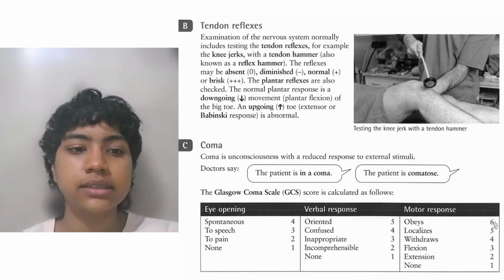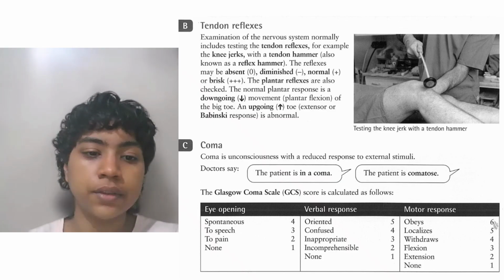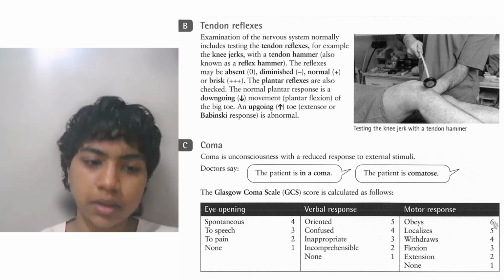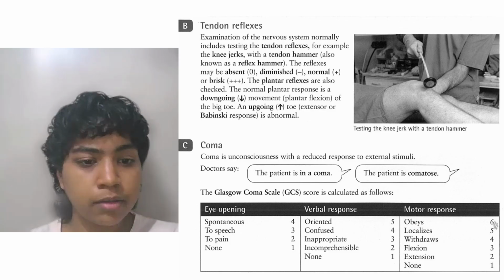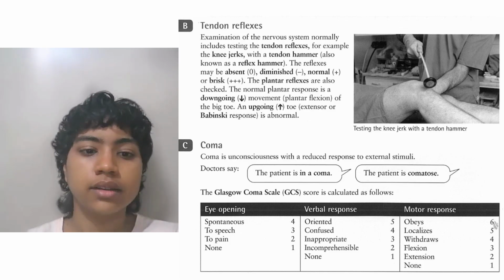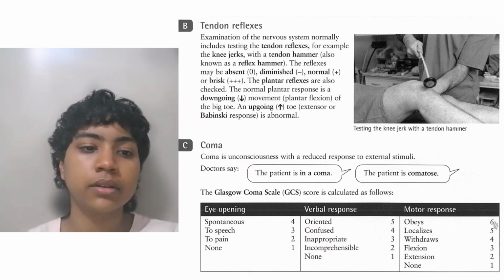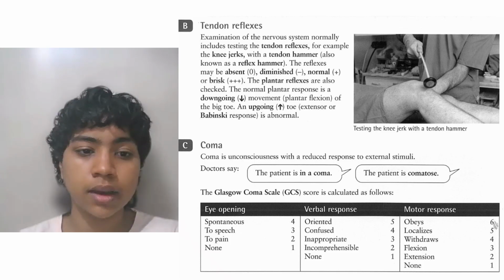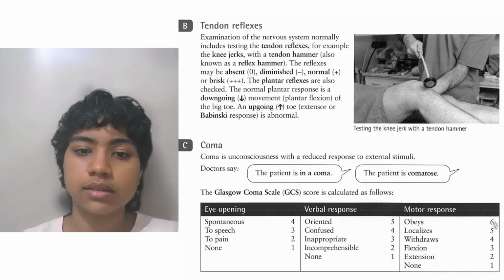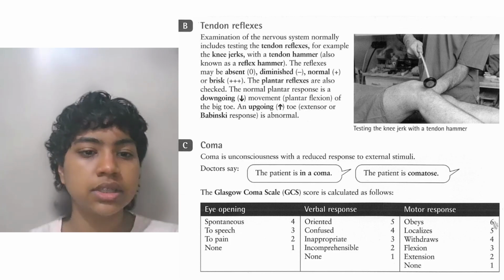Tendon reflexes. Examination of the nervous system normally includes testing the tendon reflexes. For example, the knee jerk with a tendon hammer, also known as a reflex hammer. The reflex may be absent, diminished, normal, or brisk.